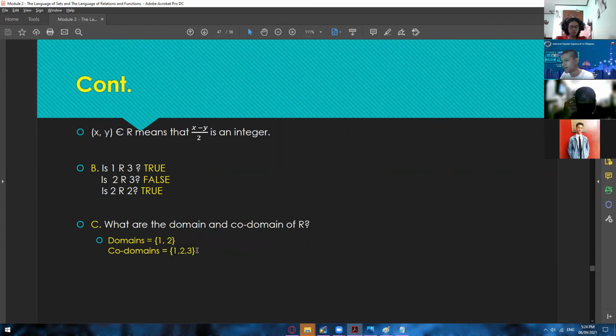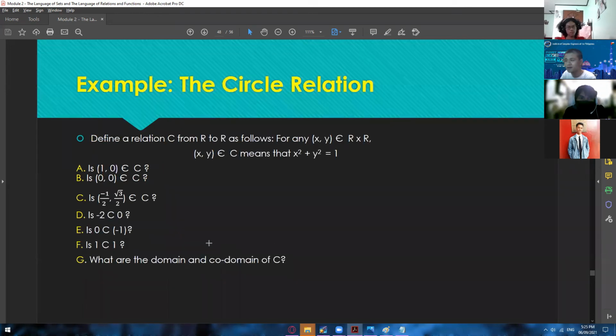So for this one, you guys have to check the ordered pair which was able to form a relation. Are we clear with the letter C, the domains and codomains? Yes, sir. Okay, very good. So answer as quick as possible since we are now running out of time. So let's have another example.